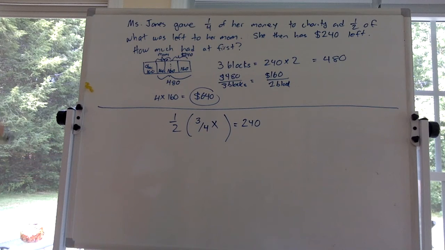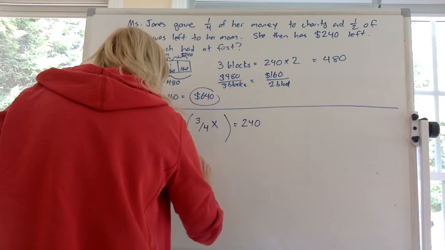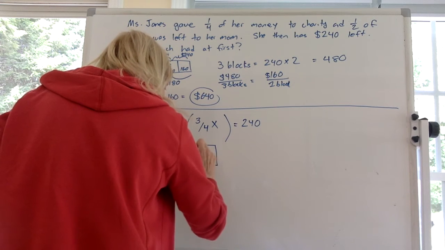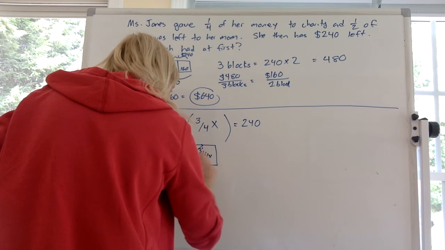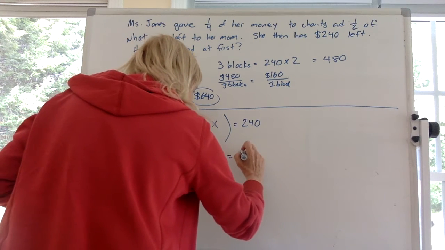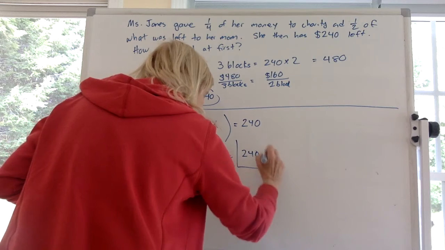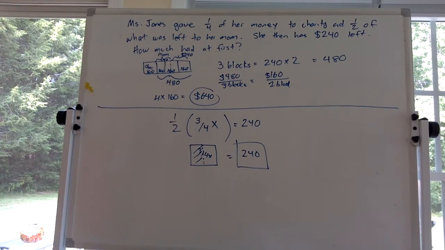Okay, so now we're going to try to use a pan balance to solve this thing to get X all by itself. So the first thing I would do is I draw like a kind of like a picture. Like here's a square, and it's 3/4 X, but it's only half of it, right? Half of 3/4 X is equal to 240. So I'll make this big block to represent 240.